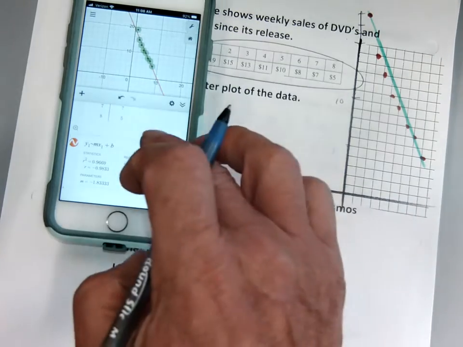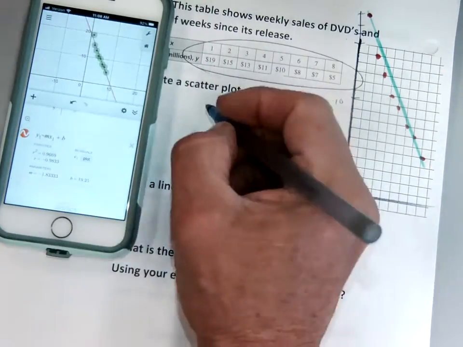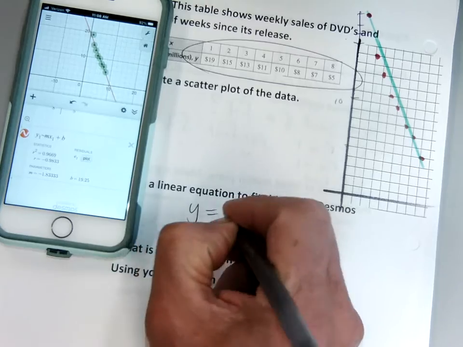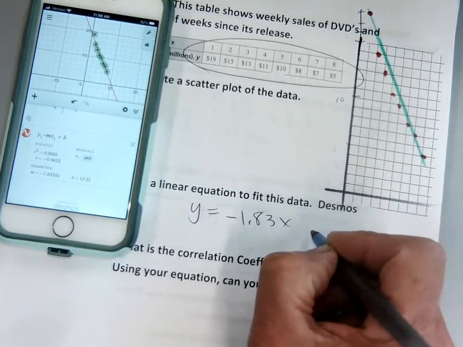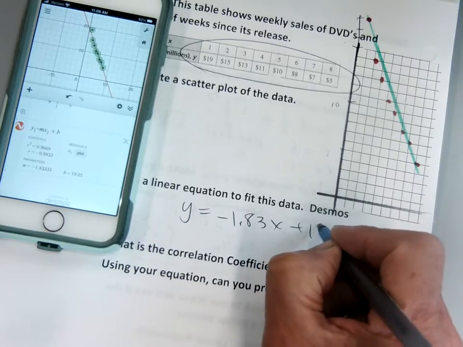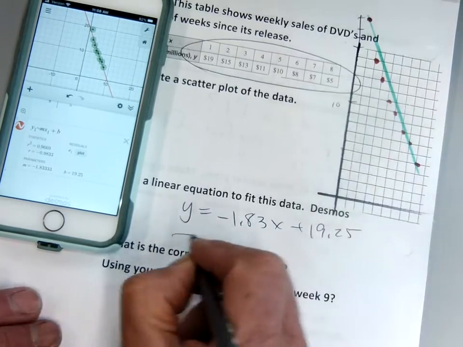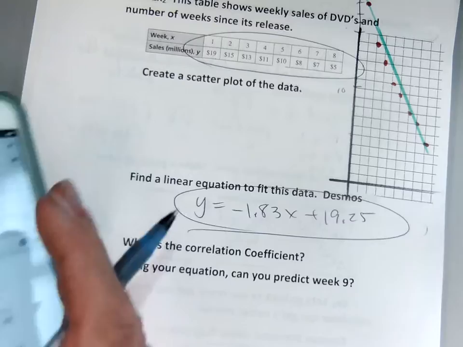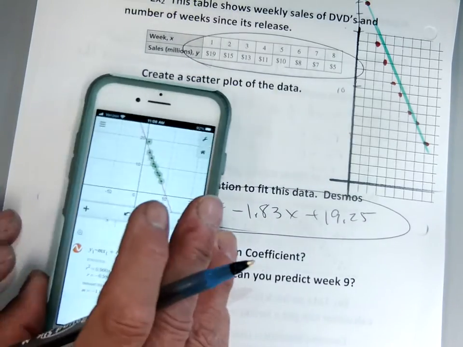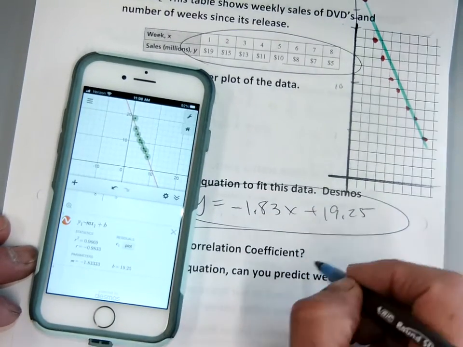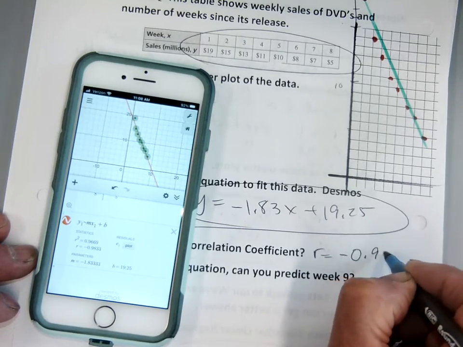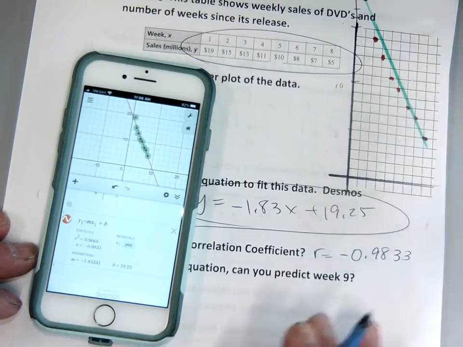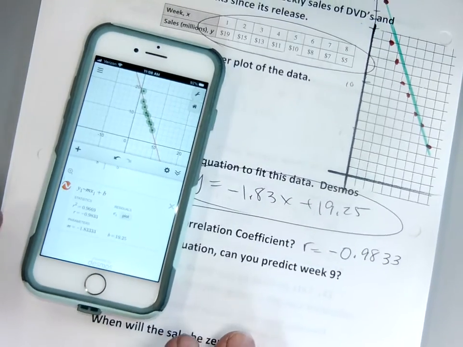Our equation is y equals, let's see, I've got a negative 1.83x plus 19.25, all right? Correlation coefficient, I've got r equals a negative 0.9833. That's a pretty good correlation coefficient, right?